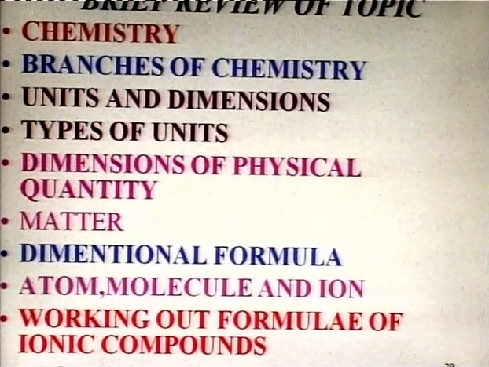I discussed that atomic number is equal to the number of protons, which is equal to the number of electrons. And what is mass number? This is equal to the number of protons plus the number of neutrons.